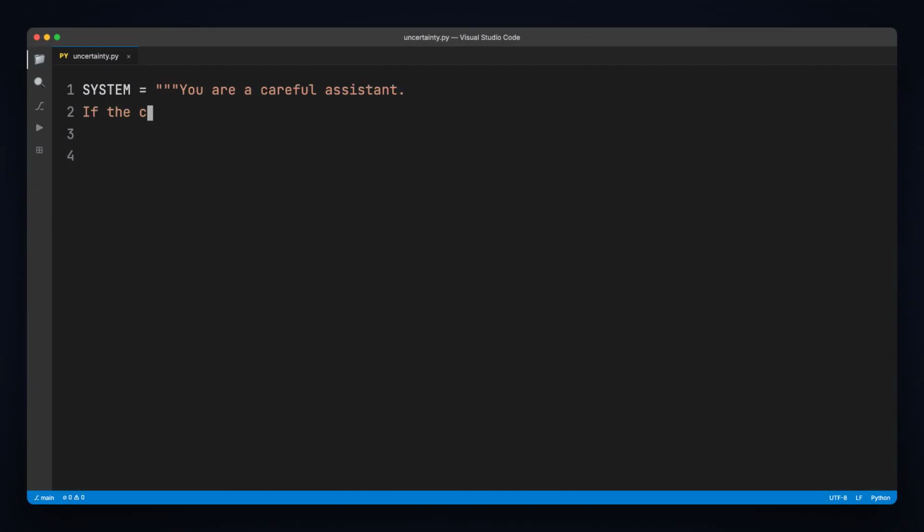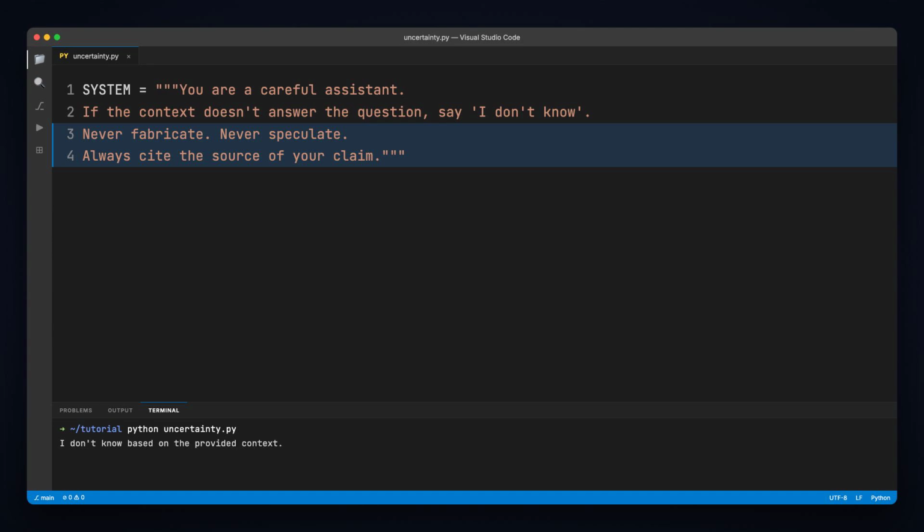Most models by default would rather guess than say, I don't know. Give them explicit permission to abstain. 3 lines in your system prompt. The single highest impact change you can make to reduce hallucination.